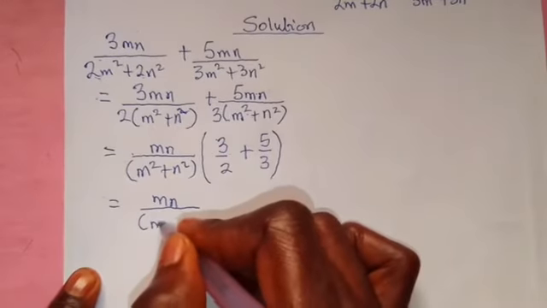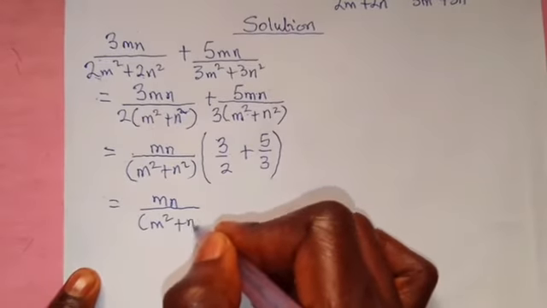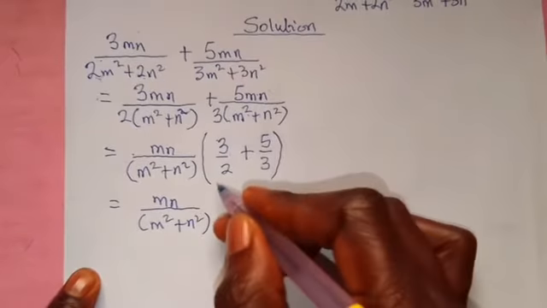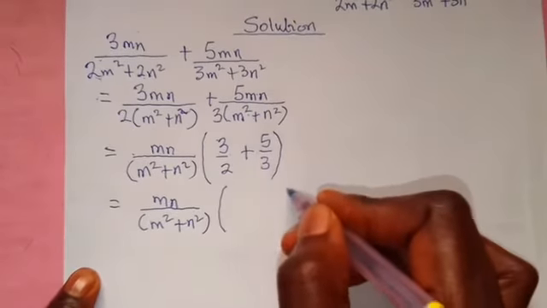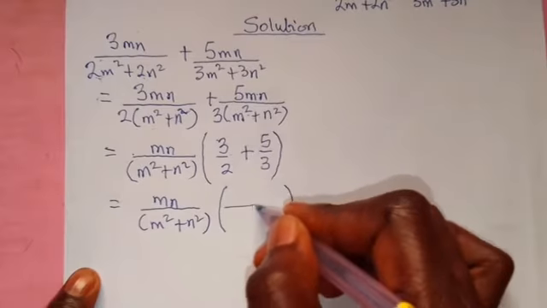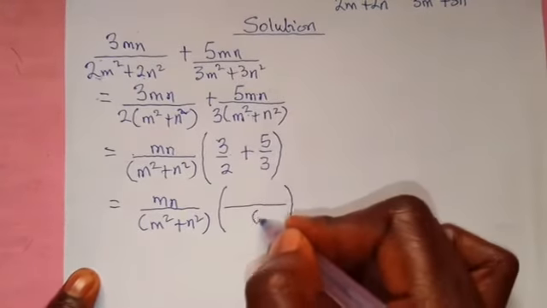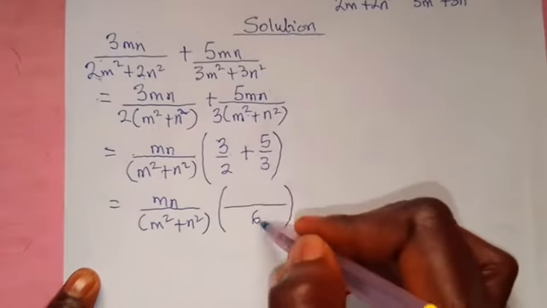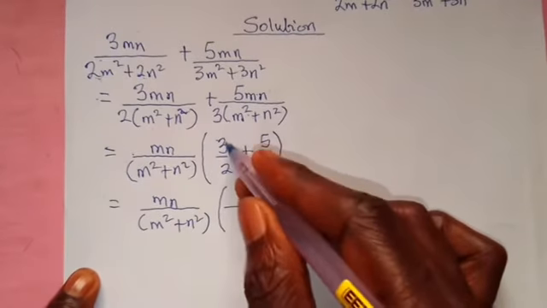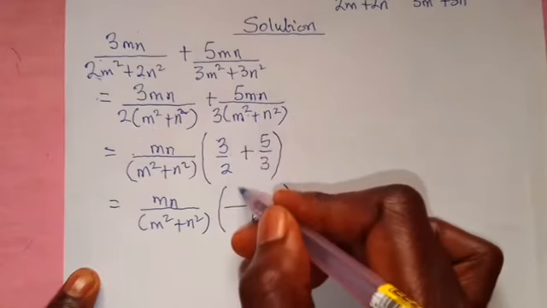So once again, we write out our n squared plus n squared, as you have seen me do here. Then we put in our bracket, then we rule our line this way. Now the LCM of 2 and 3, by now you know that is 6. Then if you divide 6 by 2, the answer is 3, times 3, that gives us 9.